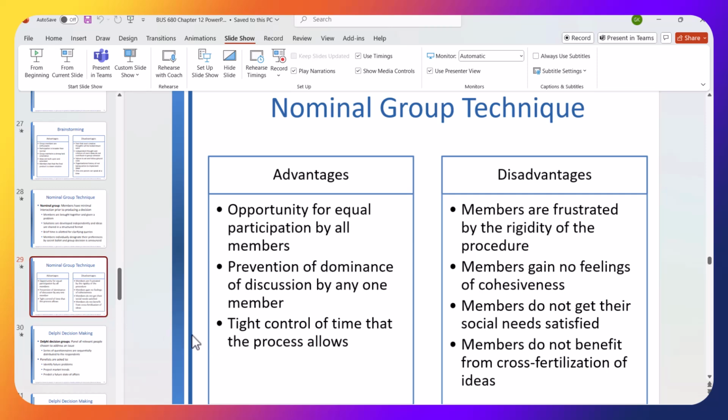So advantages, you have equal opportunity for people to participate, prevention, nobody's dominating that stuff, and there's no tight control. Of disadvantages, members are frustrated by the rigidity of the procedure. Members gain no feelings of cohesion. Members do not get the social needs, and members do not benefit from cross-fertilization of ideas. So you see with the disadvantages where you don't get to work together as a group, you don't get to learn from each other, you don't get to interact, and you don't get to become cohesive.